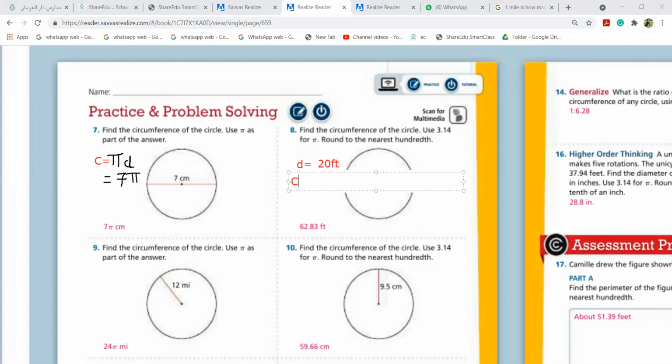Okay. What is the formula? C equals? C equals pi d. Write it. C equals pi d. All right. Pi d. So what is d? Instead of pi, I'll write 3.14. And what is d given here? How much is d in the question? How much is the diameter, Zishan? You just told me.